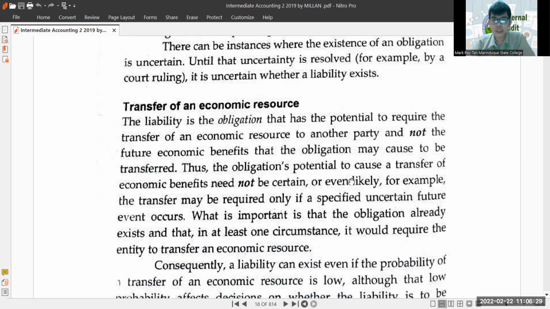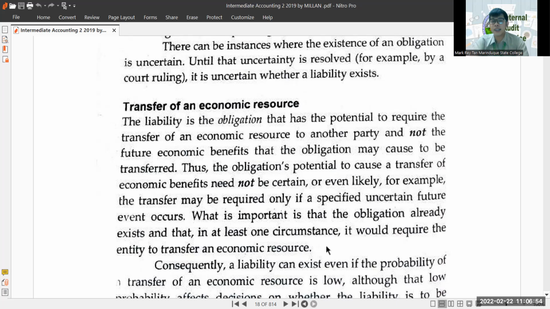Thus, the obligation's potential to cause a transfer of economic benefits need not be certain or even likely. For example, the transfer may be required only if a specified uncertain future event occurs. What is important is that the obligation already exists and that in at least one circumstance, it would require the entity to transfer an economic resource.